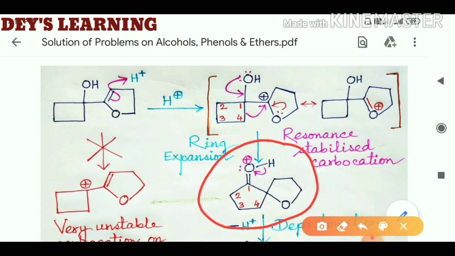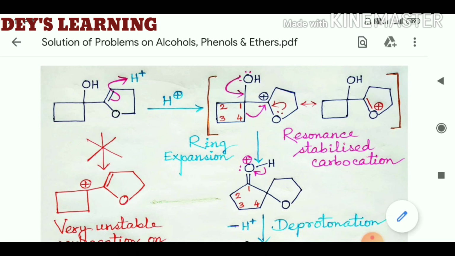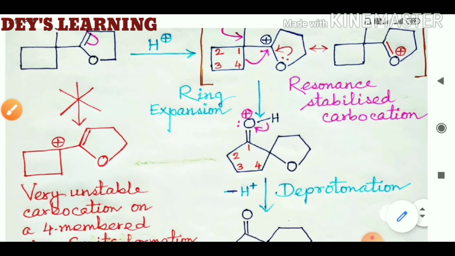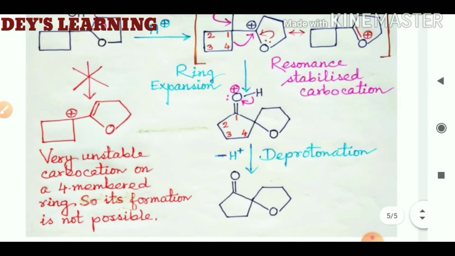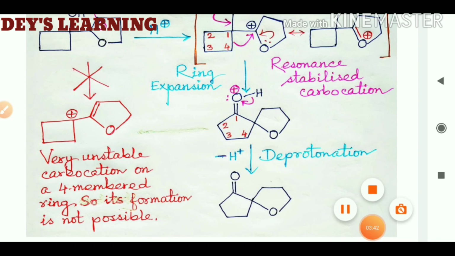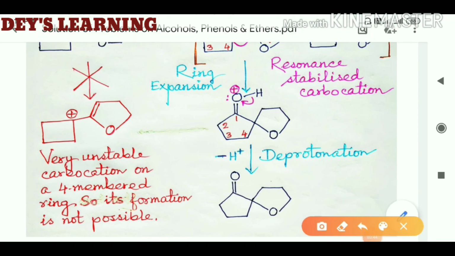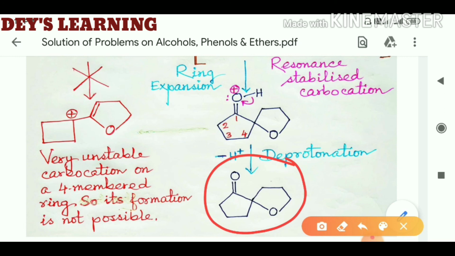I have denoted the different carbons by the numbers 1, 2, 3, 4. Look at here, actually this carbon becomes the part of the left ring, and as a result this 5-membered ring, the left one, is formed. And in the last step deprotonation occurs, and as a result of deprotonation this is our final product. This product will be formed as the major product.